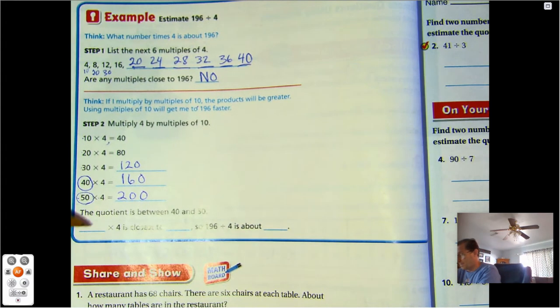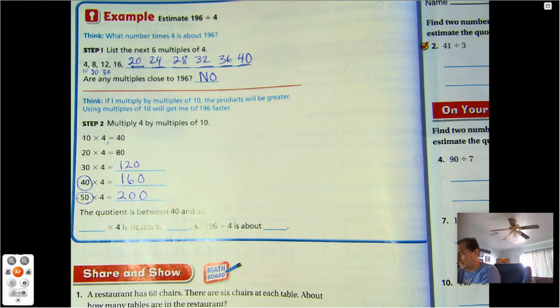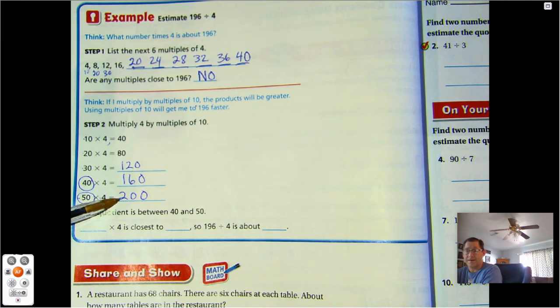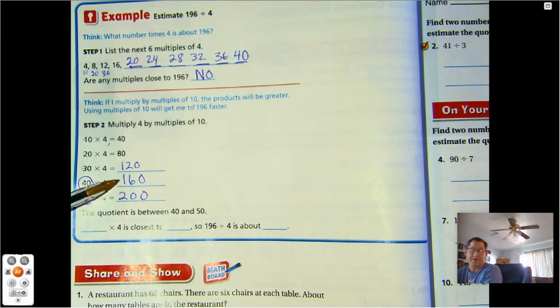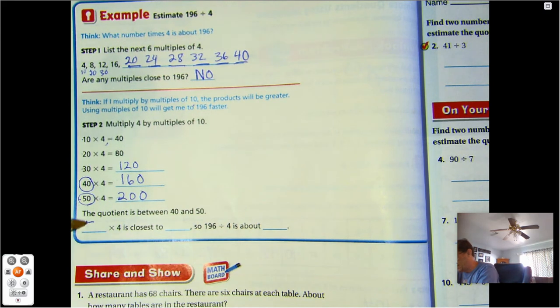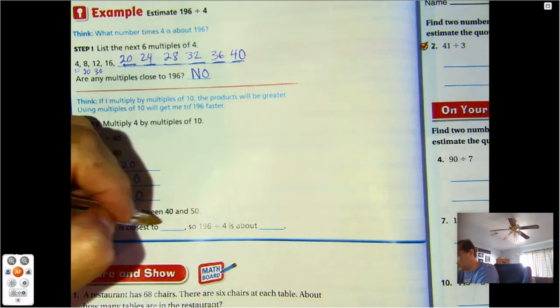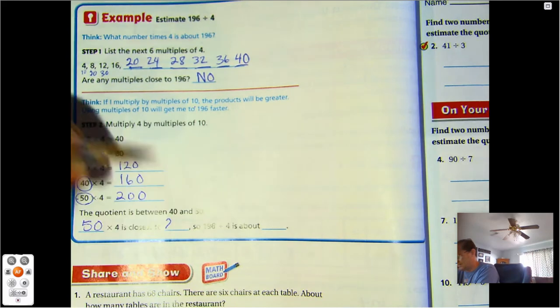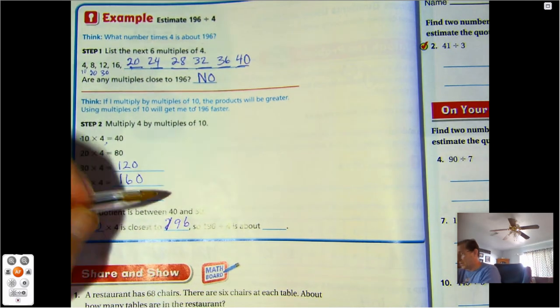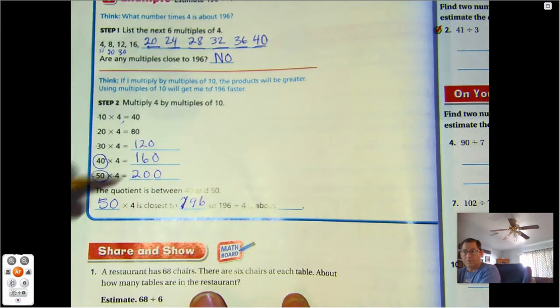Which one is closest to 196? 200 is, right? 200 is only 4 away from 196. This one's like 36 away. So this one is closer. So 50 times 4 is closest to 196. So 196 divided by 4 is about 50.